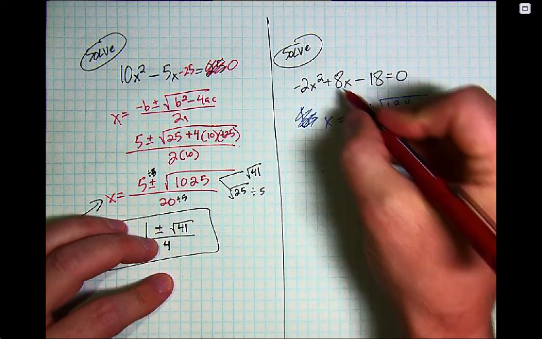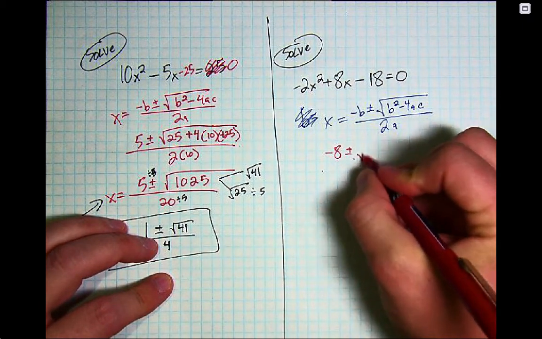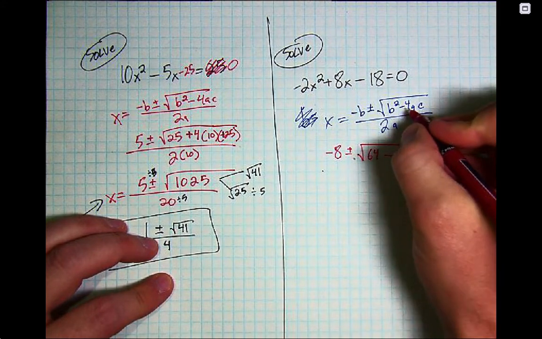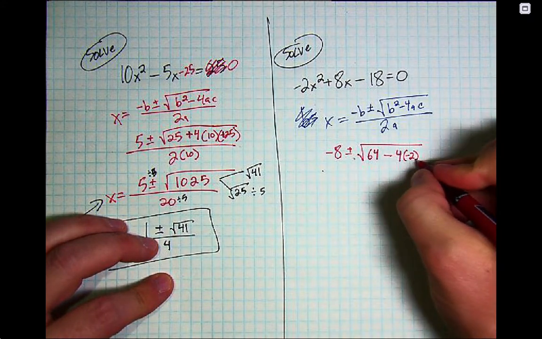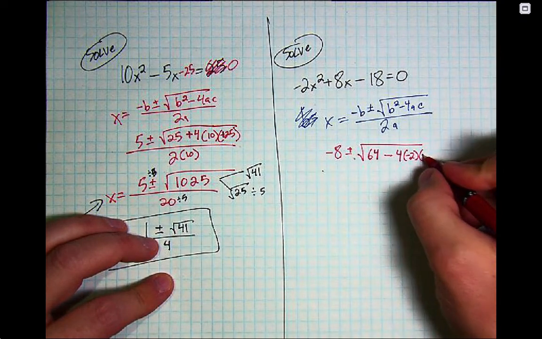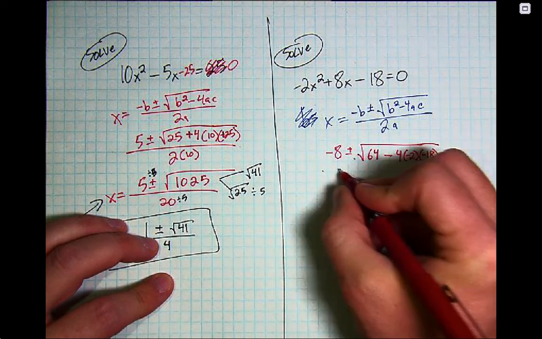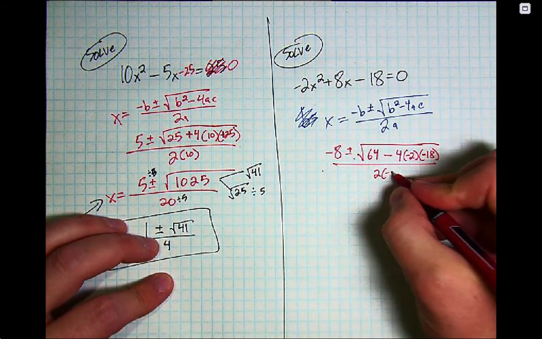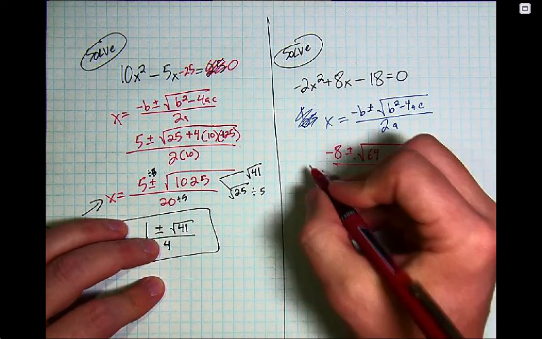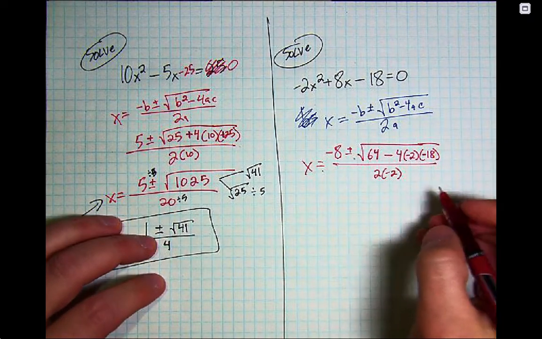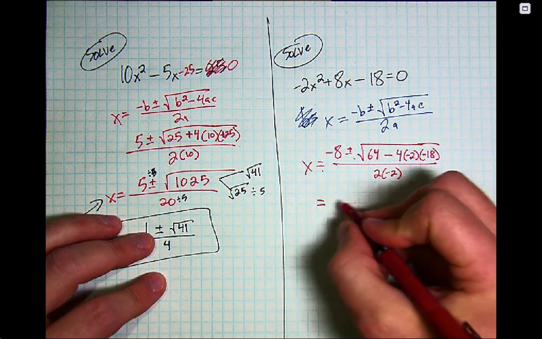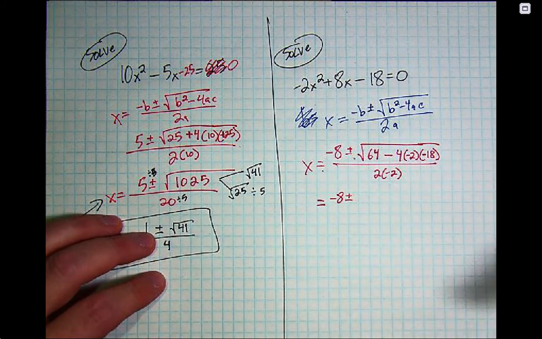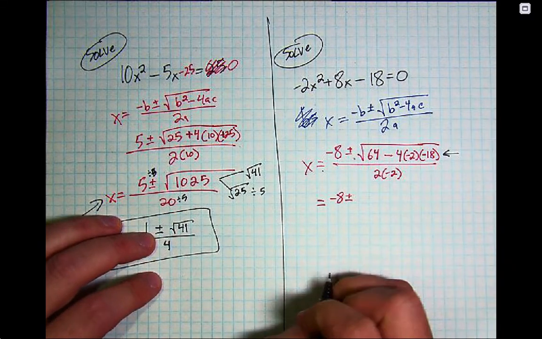What's negative b? Negative 8 plus or minus b squared, that's 64, minus 4 times a, which is negative 2, times c, which is negative 18, all over 2a, which is 2 times negative 2. This is going to be our solution, and all we have to do now is try to simplify it. So don't worry about that part yet. Let's worry about the part inside the radical. That's the thing that we kind of got to reconcile first.